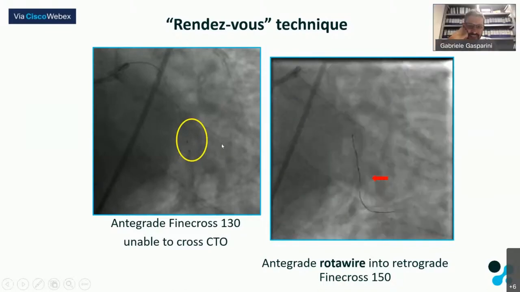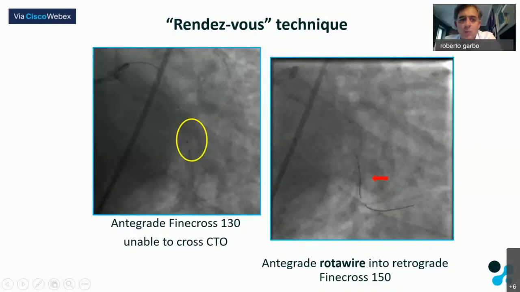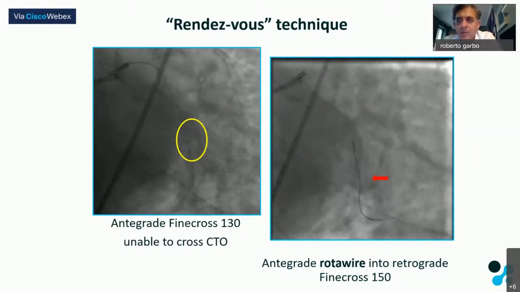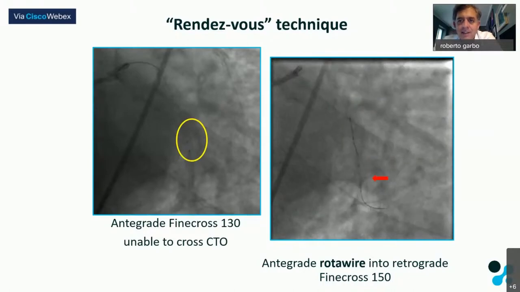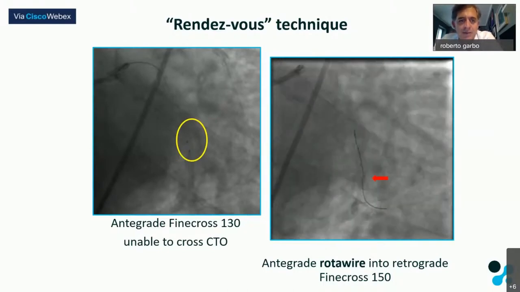So the tip-in is a fantastic technique when, for instance, you have a microcatheter that is short and you are not able to advance it in the guiding catheter. And you can do the tip-in with your retrograde wire in the antegrade microcatheter. But you need to push your antegrade microcatheter distal to the CTO body. In this situation, it was not possible to do that because of the calcification.